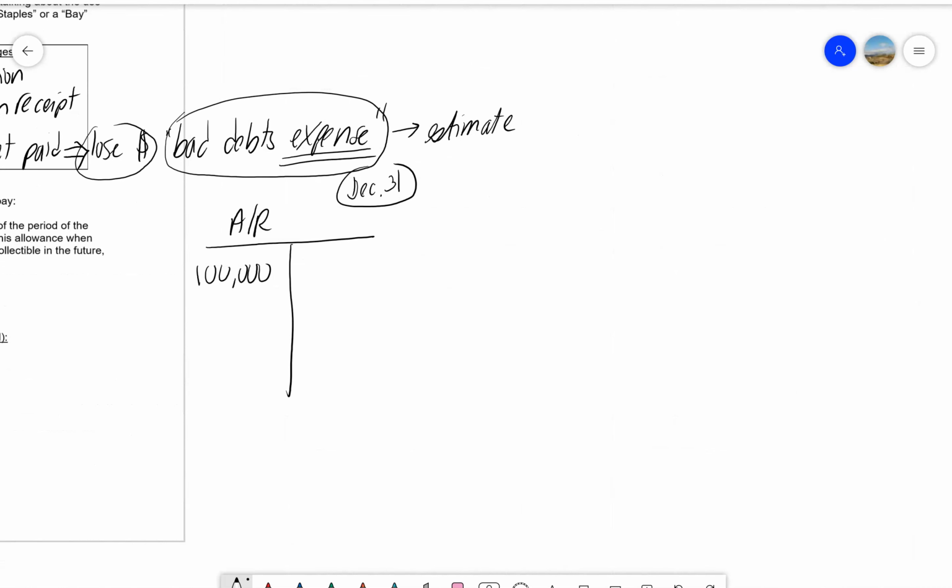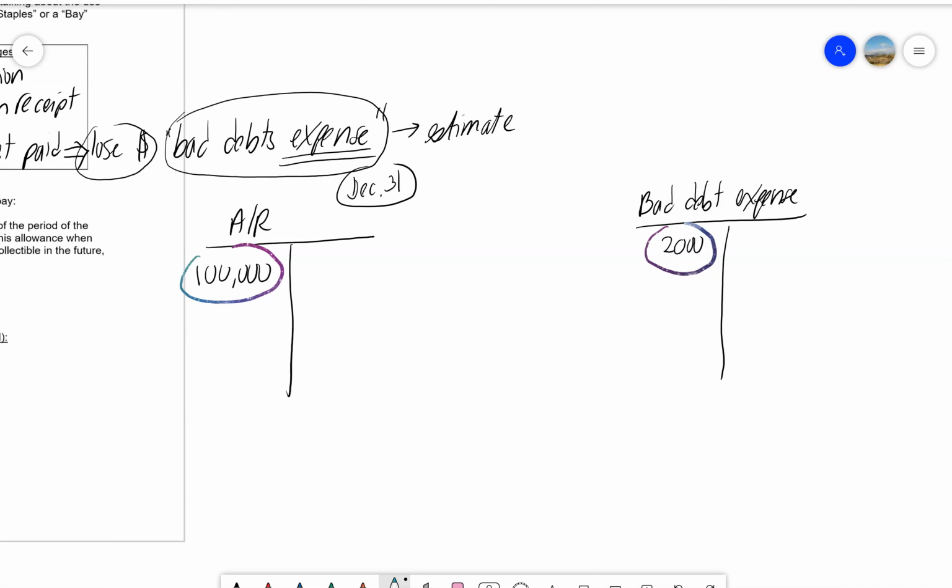Now, in order to record the bad debts expense, we have to make an estimate. Let's say we estimate our bad debts expense, and expenses are always recorded with a debit, to be $2,000. So we estimate that out of this $100,000 in accounts receivable, we think $2,000 will be uncollectible. So we record bad debts expense of $2,000. Now the question is, when we record this adjusting journal entry, we're going to debit bad debts expense for $2,000.